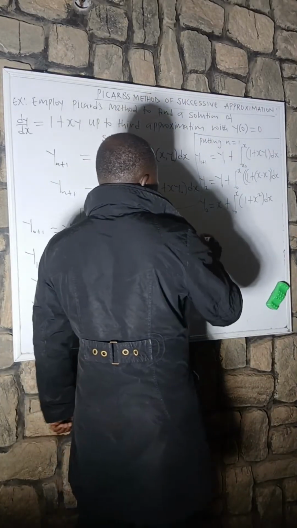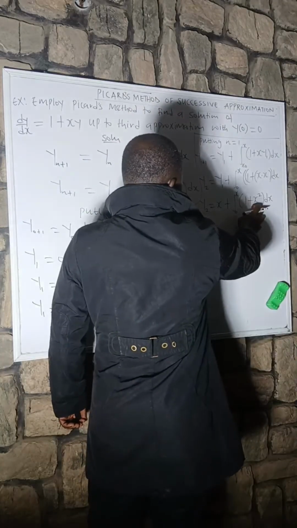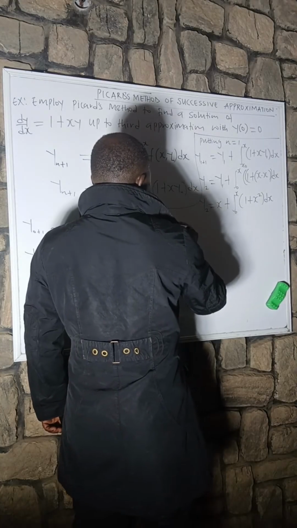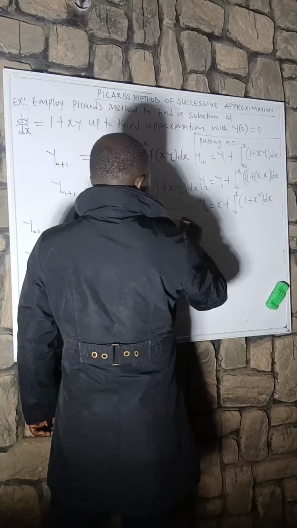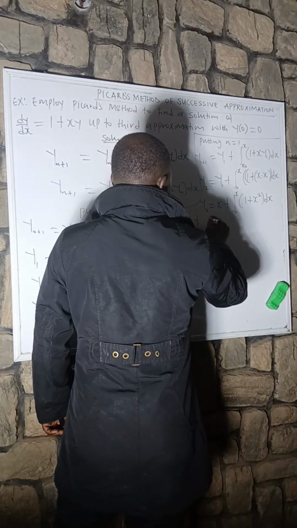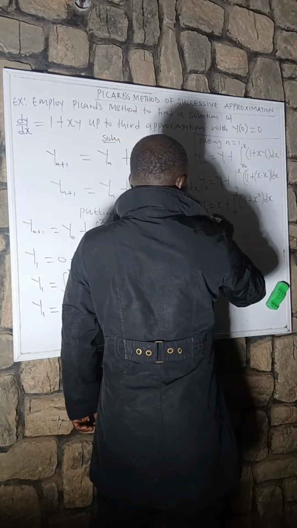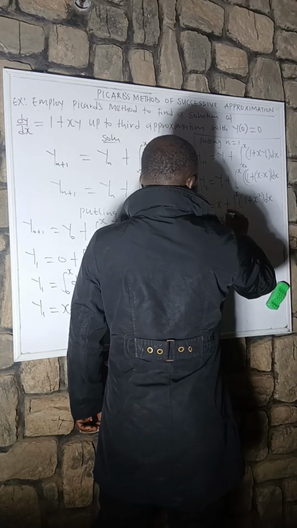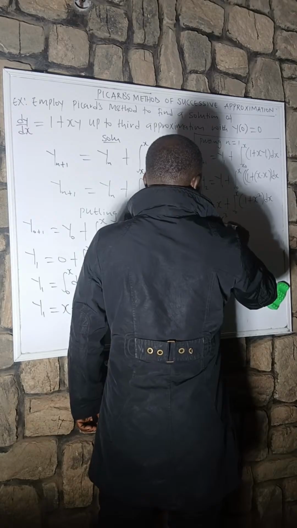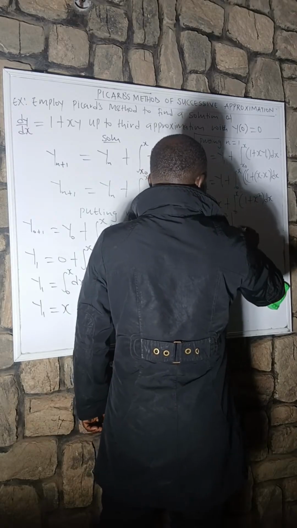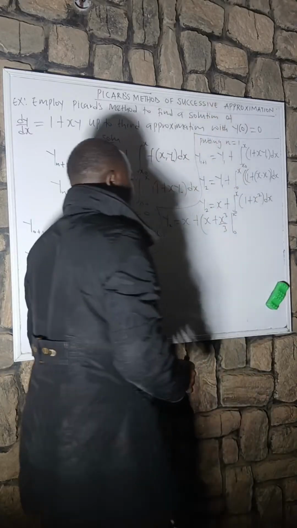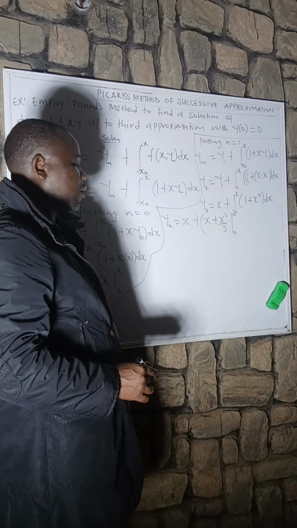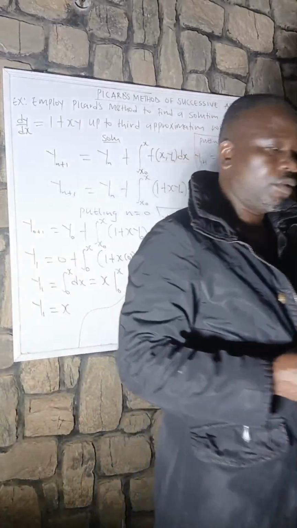So here we have to integrate and substitute in both the lower limit and the upper limit. Here will now be y naught is equals to x plus, if we integrate this, we are going to have x plus x raised to the power of 3 all over 3, then close bracket at 0 to x naught. True or false? Look at the board very well. Any question?